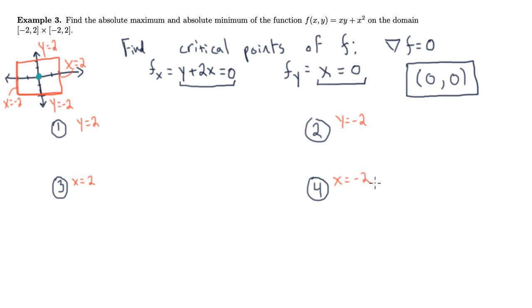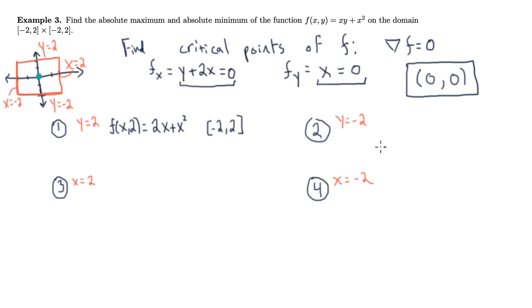And so what I'm going to do is find the function of one variable on all of these boundary components. So first of all, if y is 2, I'm looking at the function f(x, 2), which is 2x plus x squared. Okay, and then this is just a function of one variable, and now x is going to be between -2 and 2.